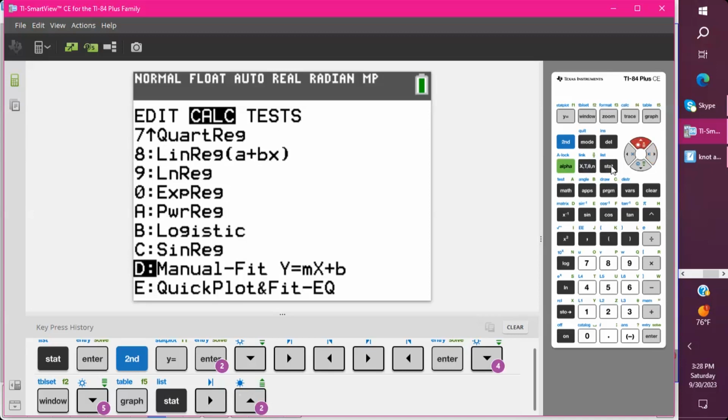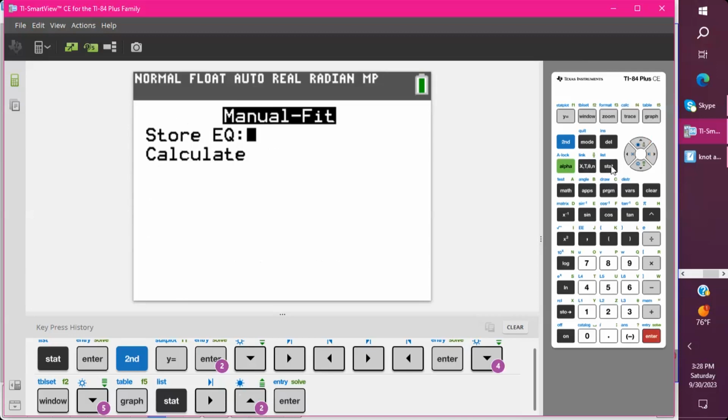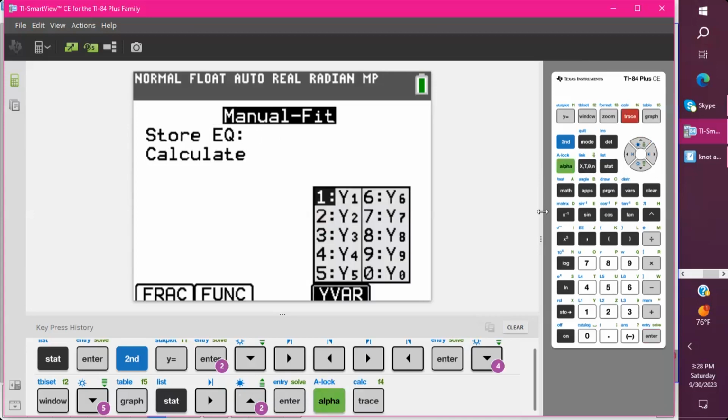And manual fit, again, will work for linear equations and only for linear equations. But it is a quick way that we can find a good fit right on our graph screen itself. So I'm just going to hit enter to enter the manual fit little application. I want to store my equation. Of course, if we're going to go through the process of doing this, we might as well store it. So alpha trace is the easiest way to get to our different y equations.